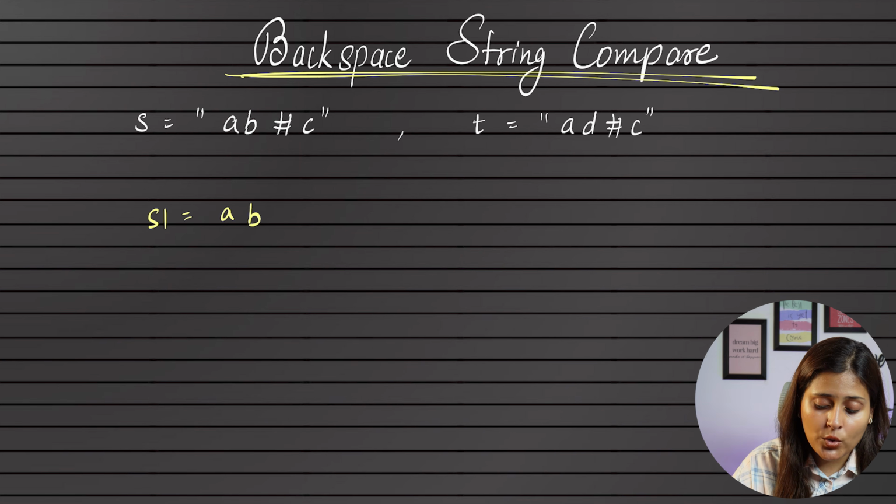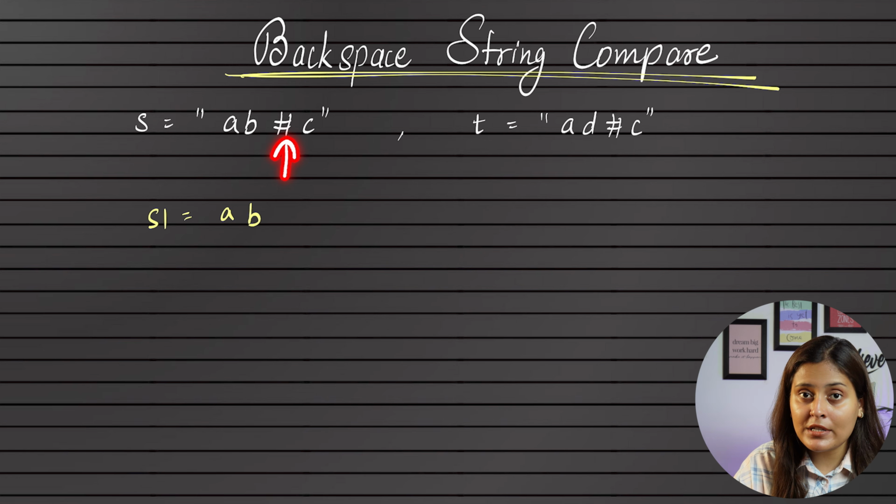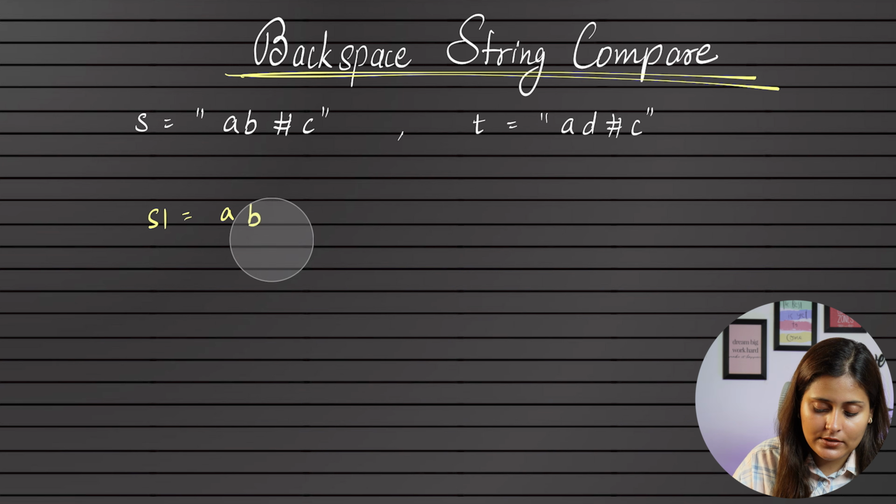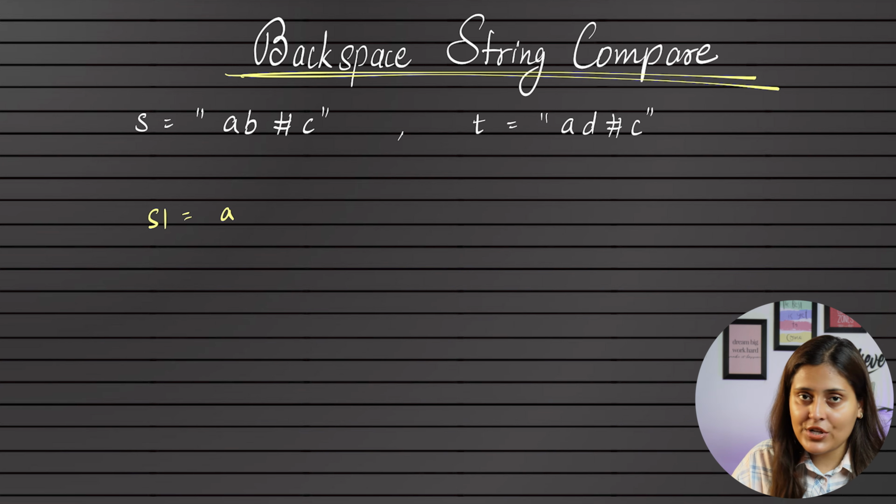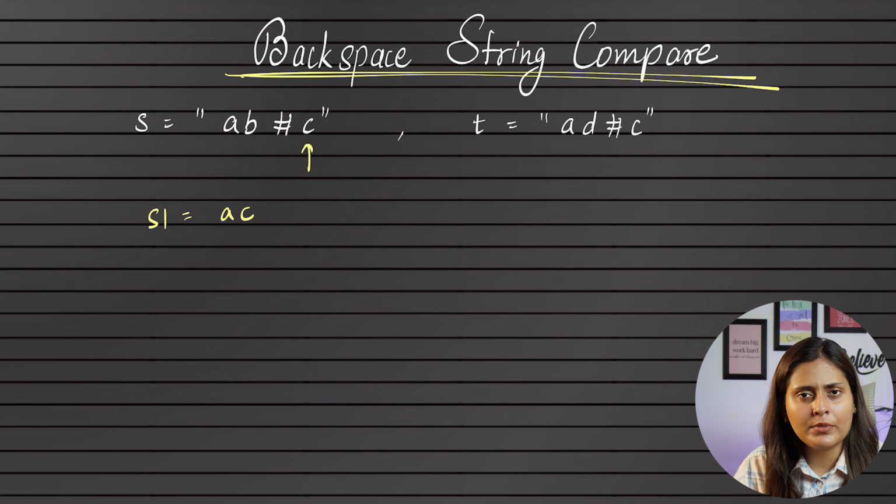But now once you encounter a hash, it means you have to delete the previous character, correct? From the string builder S1, so you will definitely delete this. Now the hashtag, as it is a hashtag, you will not add this. And now the next character C, you will add C. It is very simple. So only O of n time complexity, right?